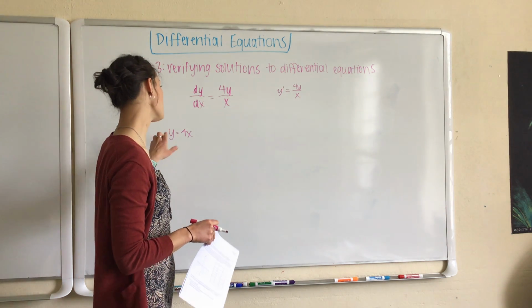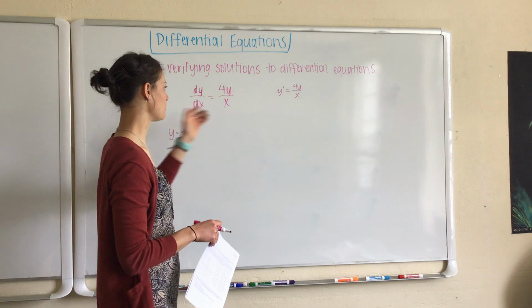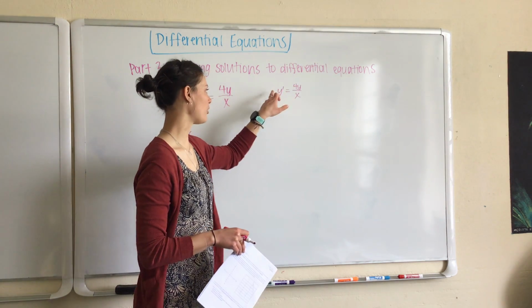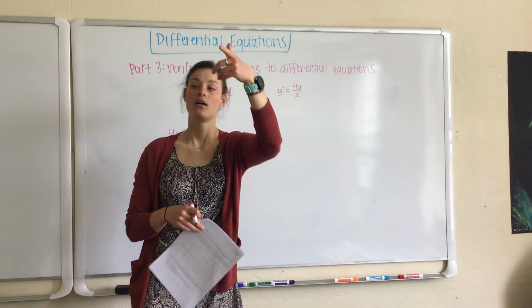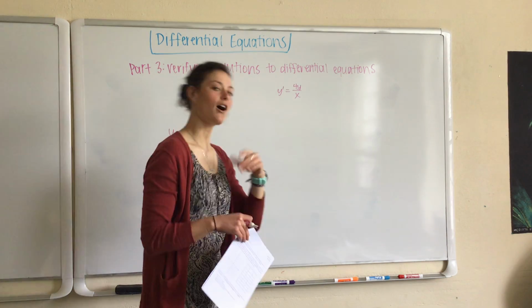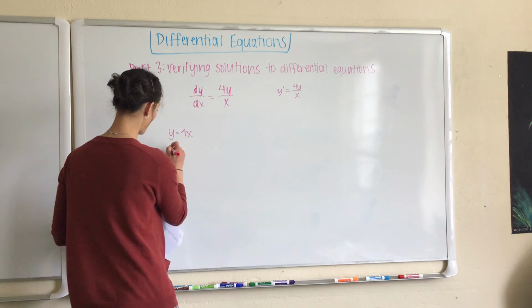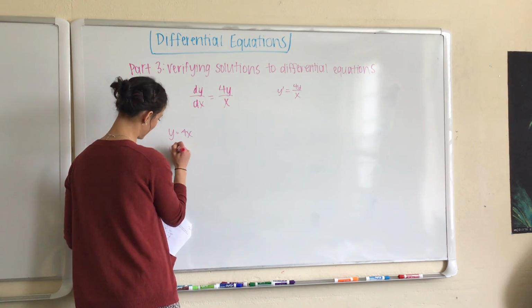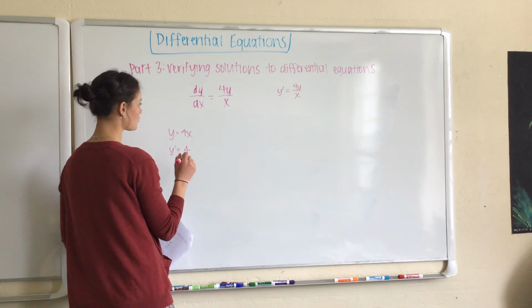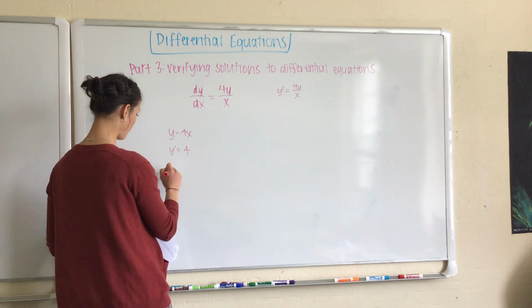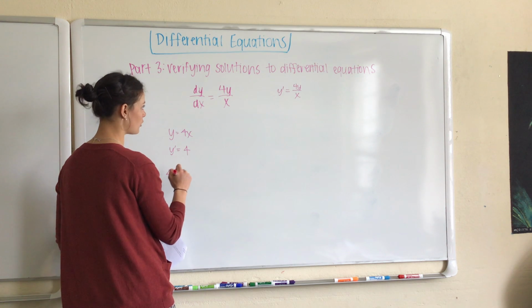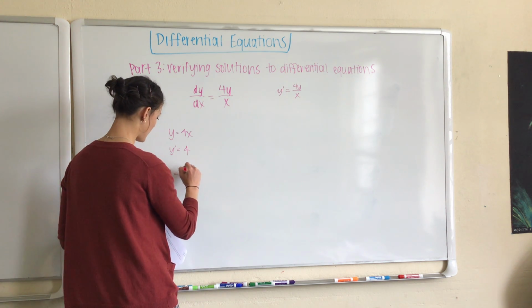everything works out. But again, y, we can't just plug in, right? Because, well, I mean, we have a y there. Right there, we need to find the derivative. Oh, yeah, the derivative. So the derivative of 4x is 4. So now if we're going to plug that in, we're going to have 4 is equal to 4y over x.